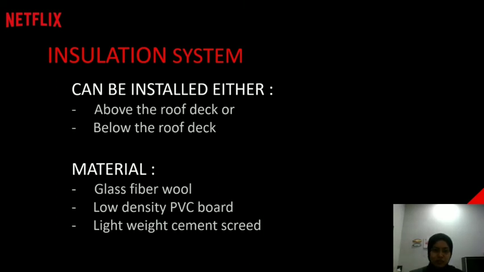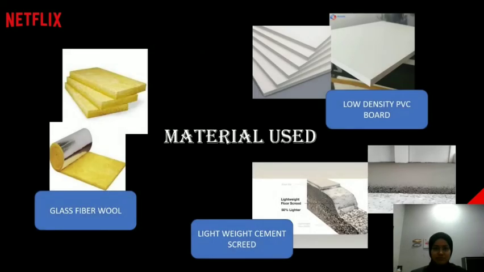Insulation system. An insulation system can be installed either above the roof deck or below the roof deck. And then materials, we have three materials in insulation system. First, we have glass fiber wool, and then low density PVC board. Last but not least, lightweight cement-screed. As I mentioned before, these are the materials used: glass fiber wool, low density PVC board, and lightweight cement-screed.